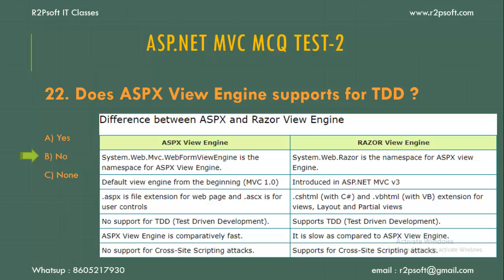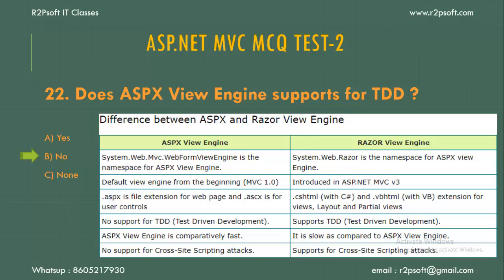Friends, here we would discuss the difference between ASPX and Razor View Engine. First is ASPX View Engine. System.Web.Mvc.WebFormViewEngine is the namespace for ASPX View Engine. It is the default view engine from the beginning, MVC version 1.0. .aspx is the file extension for web pages and .ascx is for user controls. No support for TDD, test driven development. ASPX View Engine is comparatively fast. No support for cross-site scripting attack.